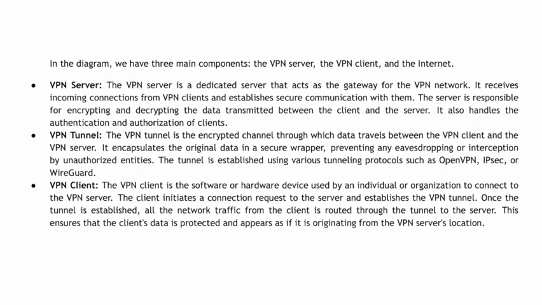Next is the VPN client. The VPN client is a software or hardware device used by an individual or organization to connect to the VPN server. The client initiates a connection request to the server to establish the VPN tunnel. Once the tunnel is established, all network traffic from the client is routed through the tunnel to the server. This ensures that the client data is protected and appears as if it is originating from the VPN server's location. The data is transmitted from the home agent to a foreign agent with the help of the tunnel.